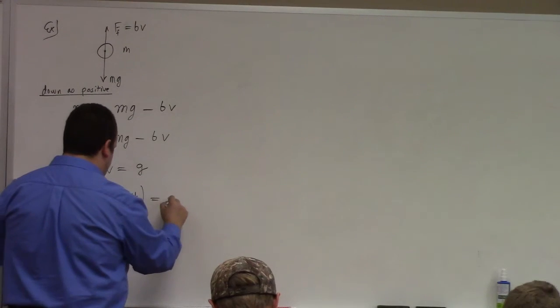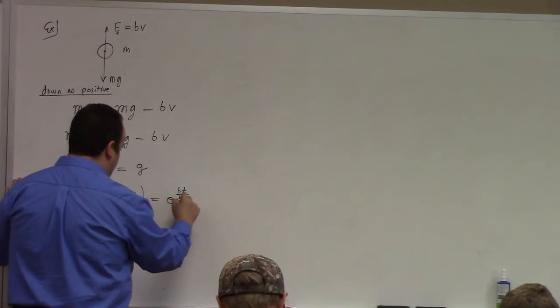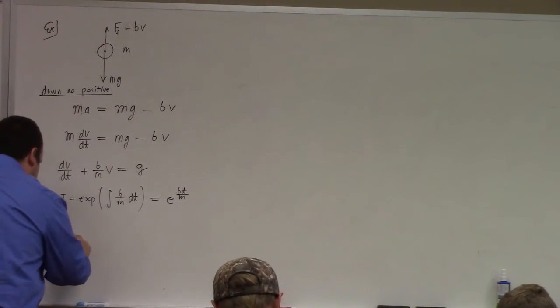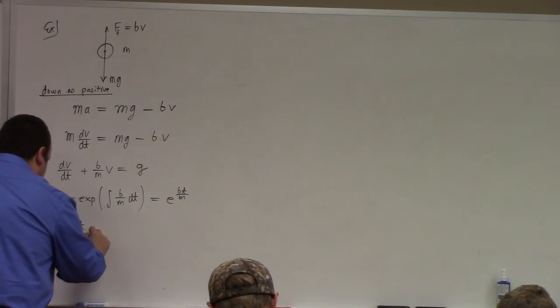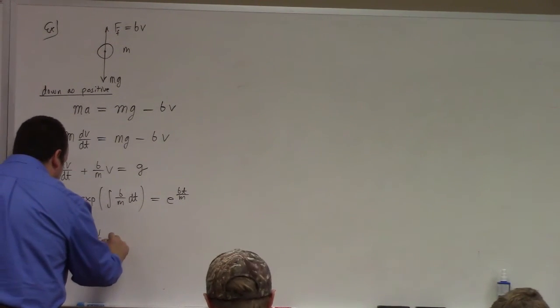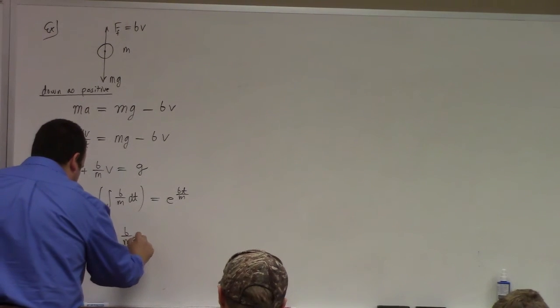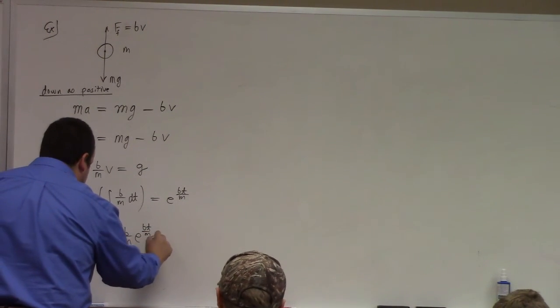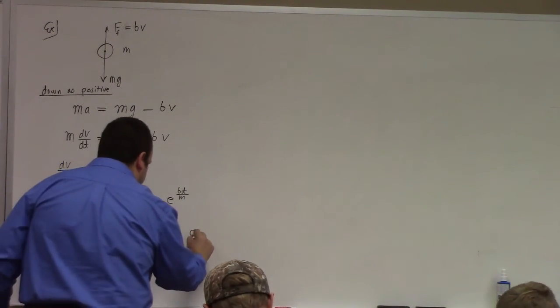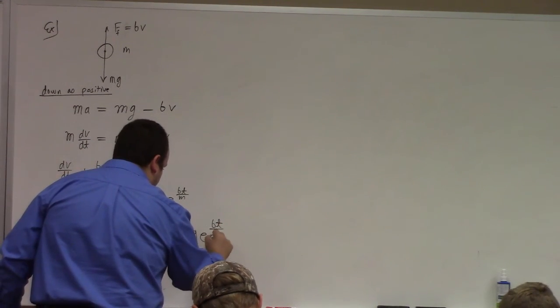And so that's e to the bt over m. So I get e to the bt over m dv dt plus b over m e to the bt over m v is equal to g e to the bt over m.